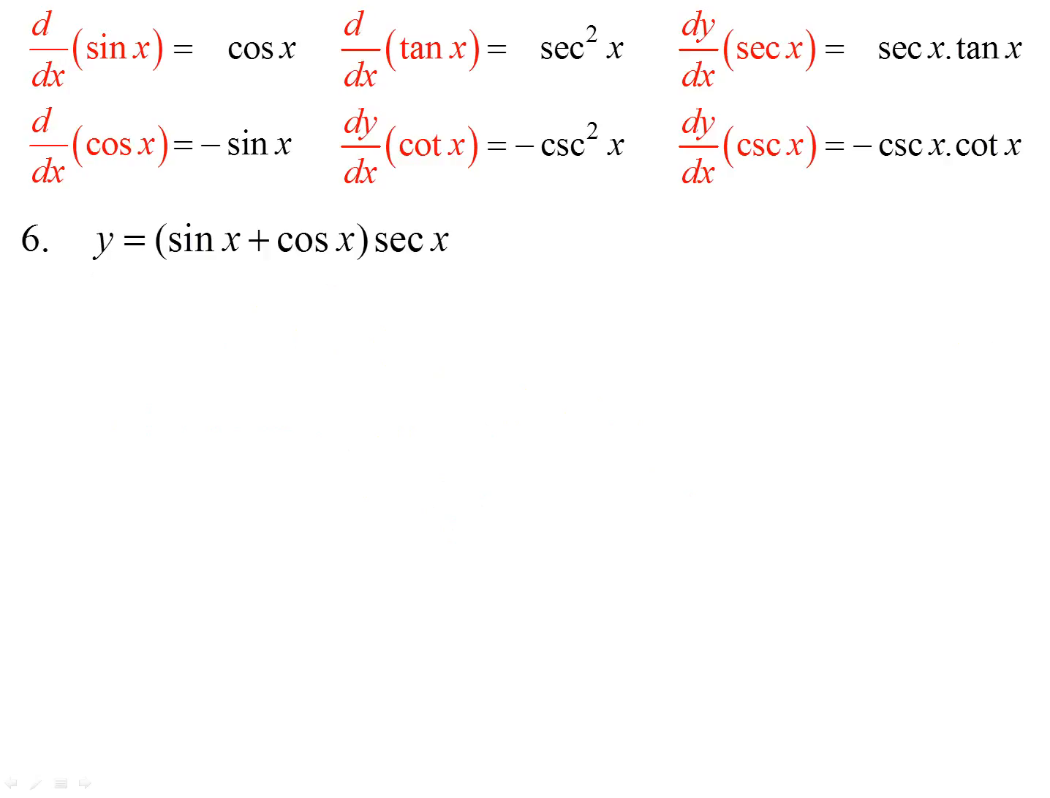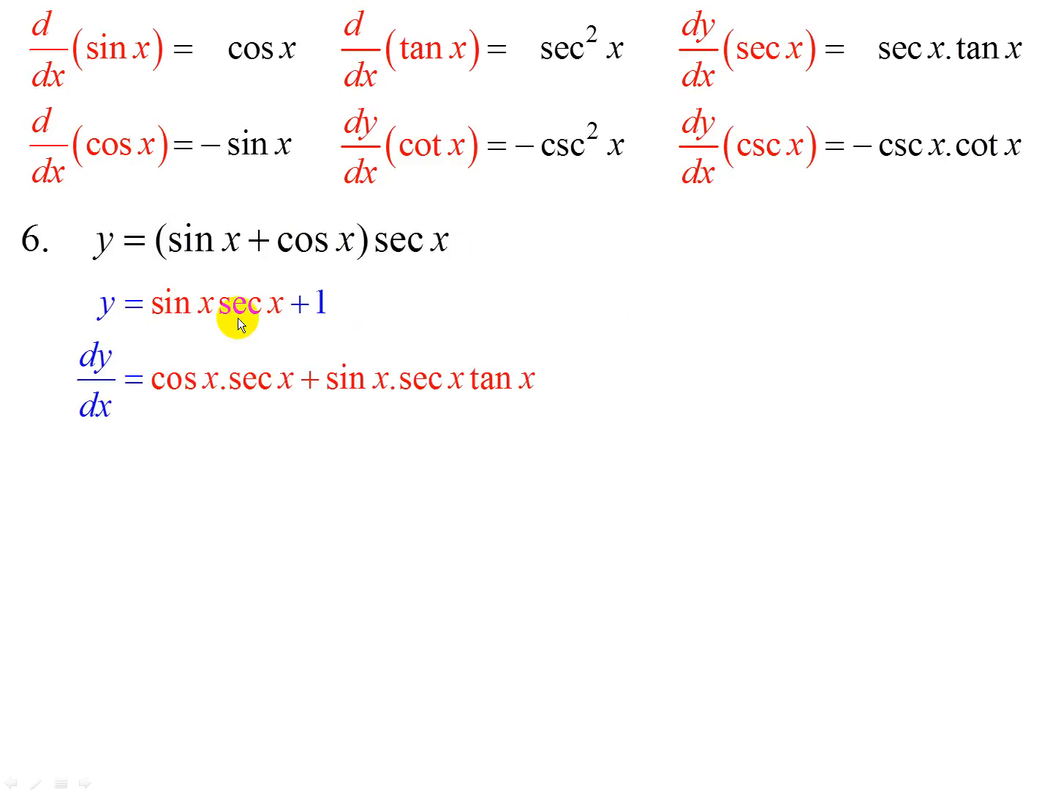This one. Right, the easiest thing to do here is to multiply it out first. I like this idea of cos times sec because they are inverses. So when cos times sec multiply, you're going to get 1. So you're going to have sine sec plus 1. And there is a product. So now we use product rule.